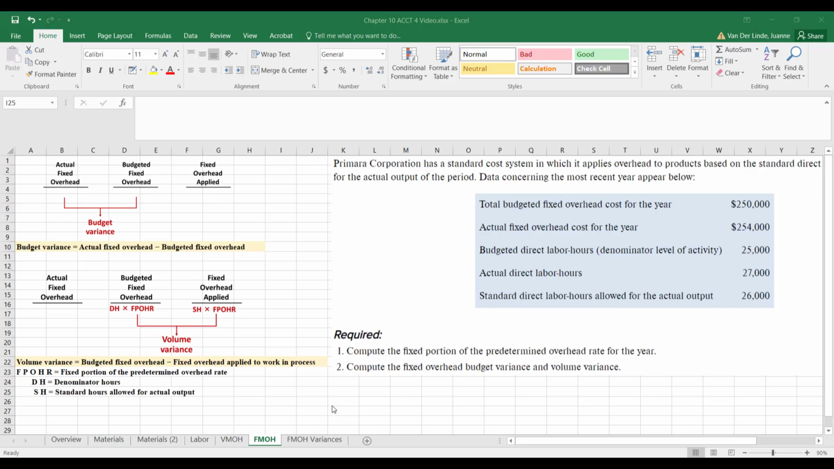In this video, we're going to see how to calculate the fixed overhead variances, specifically the fixed overhead budget variance and the fixed overhead volume variance. So why are we doing these separately?